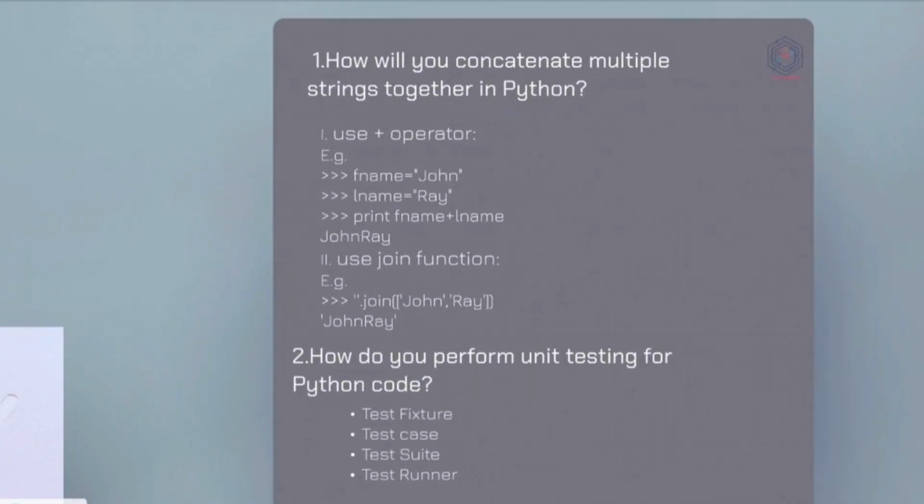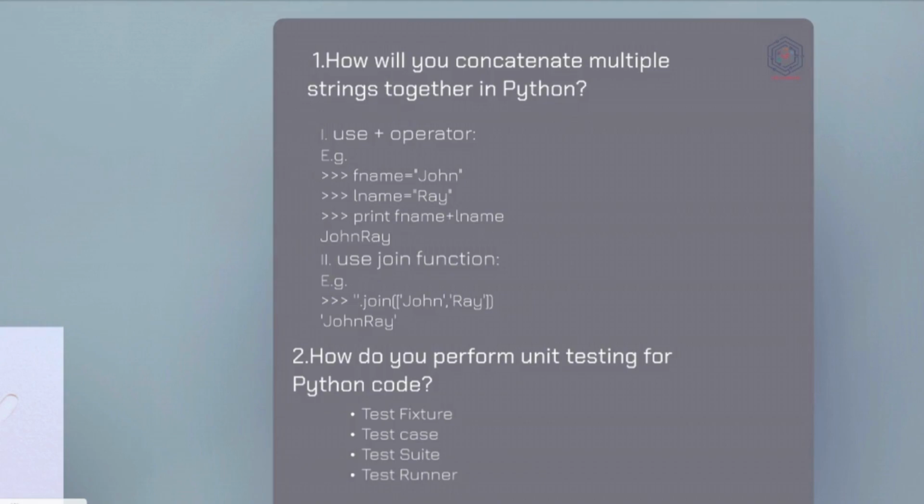Okay. So coming to the first question, how will you concatenate multiple strings together in Python? You can use the following ways to concatenate multiple strings together in Python. First, by using the plus operator, then by using the join function. So how do we use the plus operator? In this given example, fname is equal to John, lname is equal to Ray. We just want the output of John Ray.